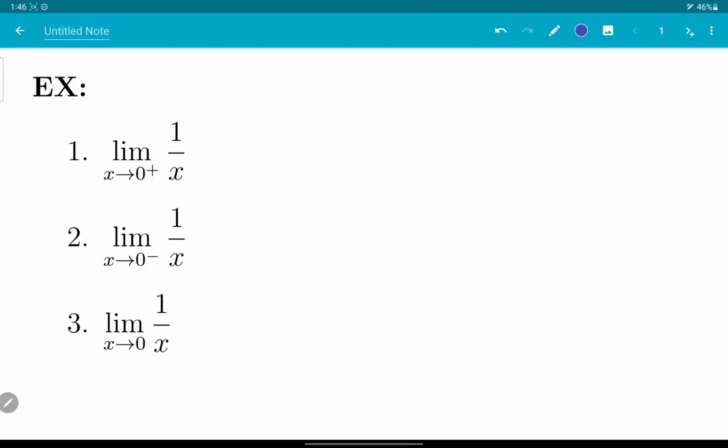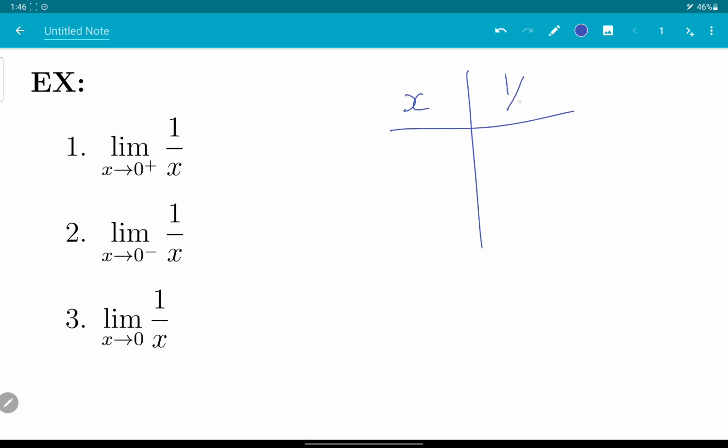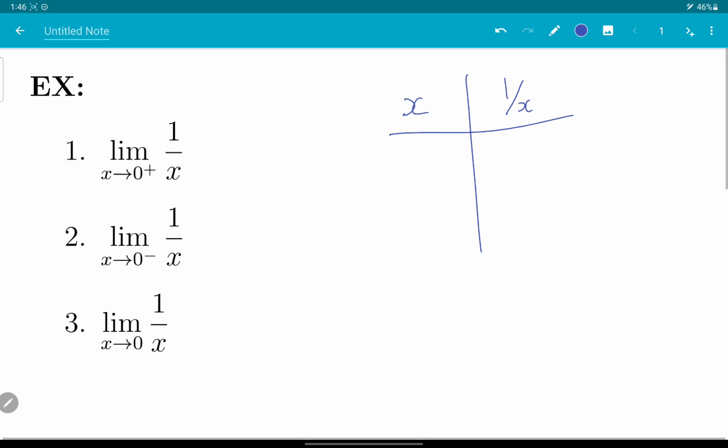Okay, some one-sided limits and the corresponding limit. Now let's look at number 1 first. So I'll do a table of values to sort this out. I'll have x as one column, and then 1 over x as the other column. Now x is going to 0 plus, so I'll choose some increasingly small numbers for x that are positive.